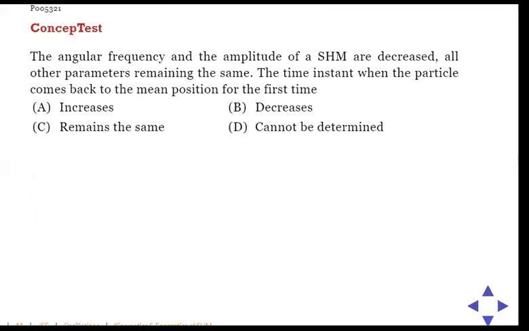The angular frequency and the amplitude of SHM are decreased. Omega and A both are decreased, all the other parameters remaining the same. The time instant when the particle comes back to the mean position for the first time. Tell me. Okay, so many people are saying decrease, many people saying remain the same. So the answer is increases.